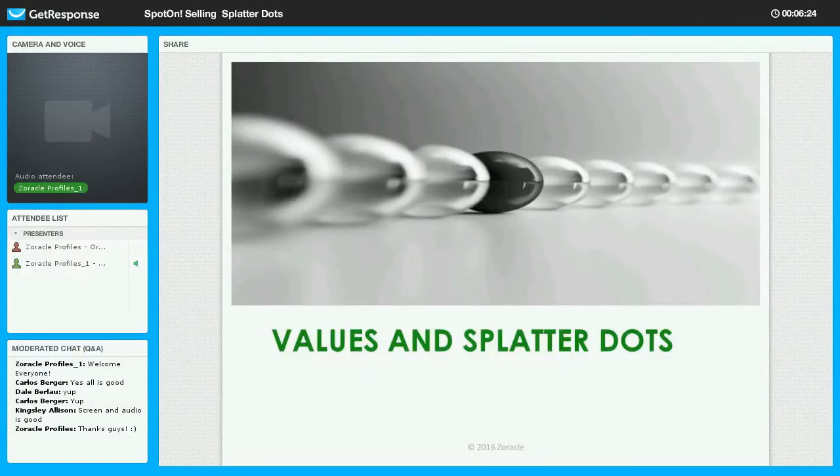So today we're going to address something we haven't addressed before, or at least not as fully as we're going to do today, and that is the values and the splatter dots in particular.